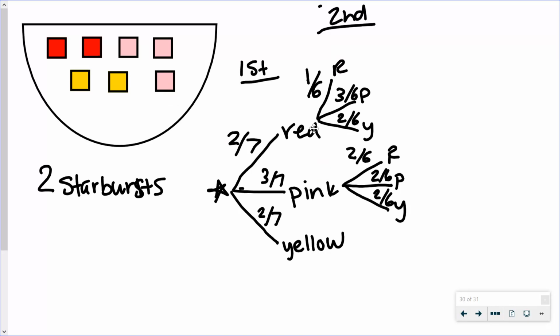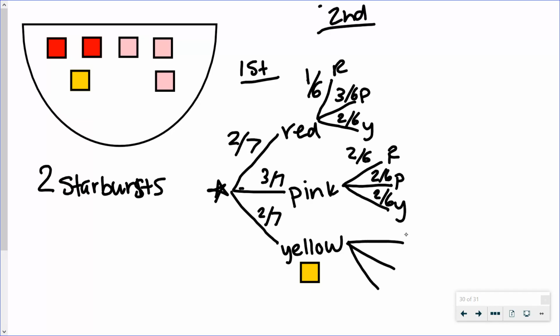So we've taken care of what could it be if I pull down a red, if I pull down a pink. Now I'm going to pull out a yellow in my first draw. And we're going to draw ourselves the tree for that. So again, I have 3 options for that second one. It could be red, it could be pink, it could be yellow. My probabilities are out of 6. This should be 2. 1 out of 6.